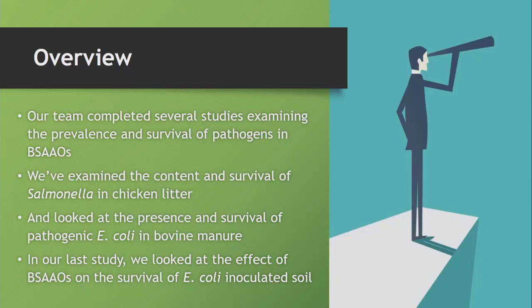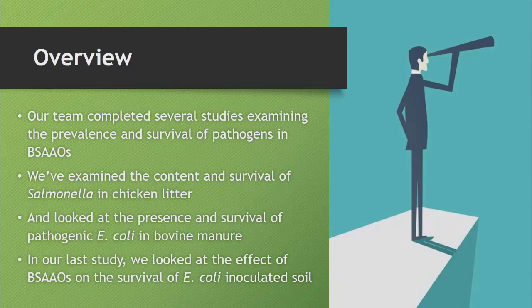Keith's group has completed a bunch of studies examining the prevalence and survival of pathogens in these biological soil amendments of animal origin. What I really like about this talk is, as Keith conducted one study, it would open up questions, and he just kept building on those questions and answering them with subsequent studies. So we're going to go through his thought process and how his research has examined that. He started out with looking at the content and survival of Salmonella in chicken litter.